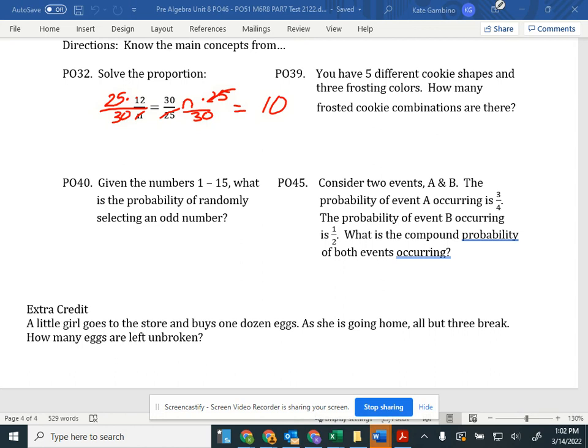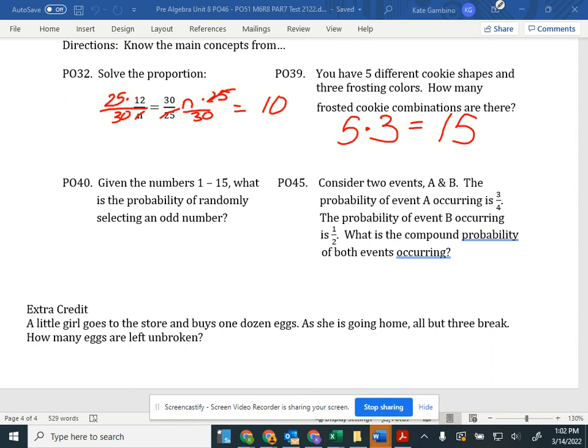Now you have 5 different cookie shapes and 3 frostings. How many frosted cookie combinations are there? Multiplying all of our possibilities gives us 15 cookie combinations.